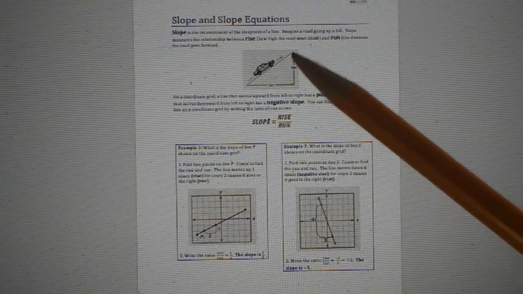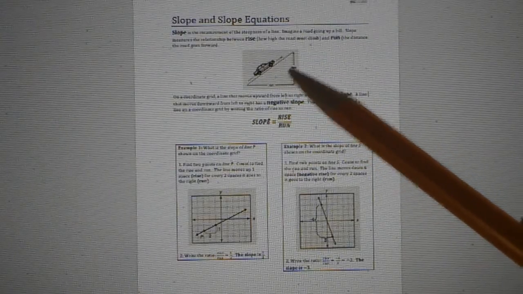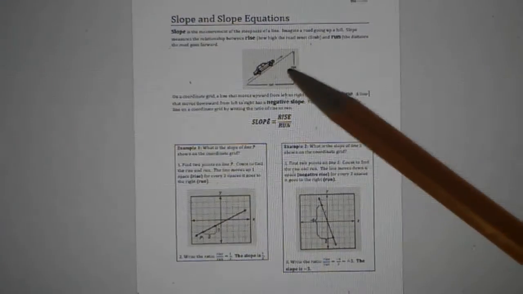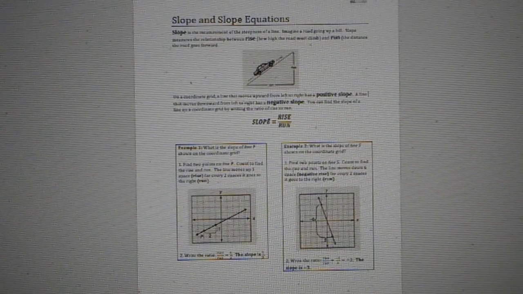They're almost the same. So if they were the same, the slope would be 1 because the rise would be equal to the run. Here the run's a little bit bigger, so the slope is actually a little less than 1. It's a fraction. Okay?